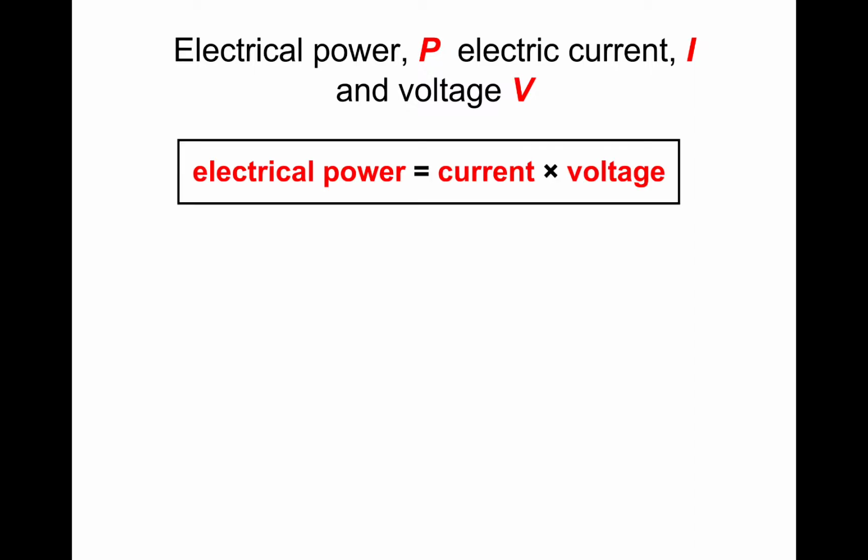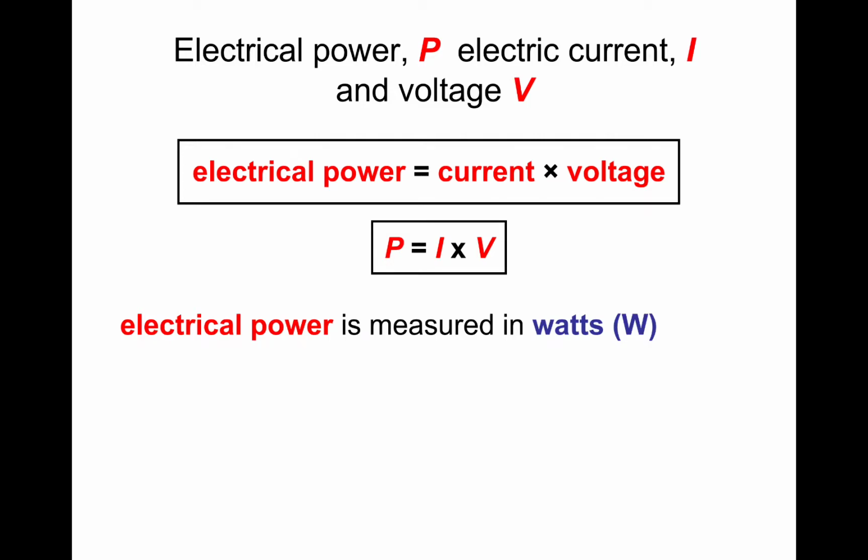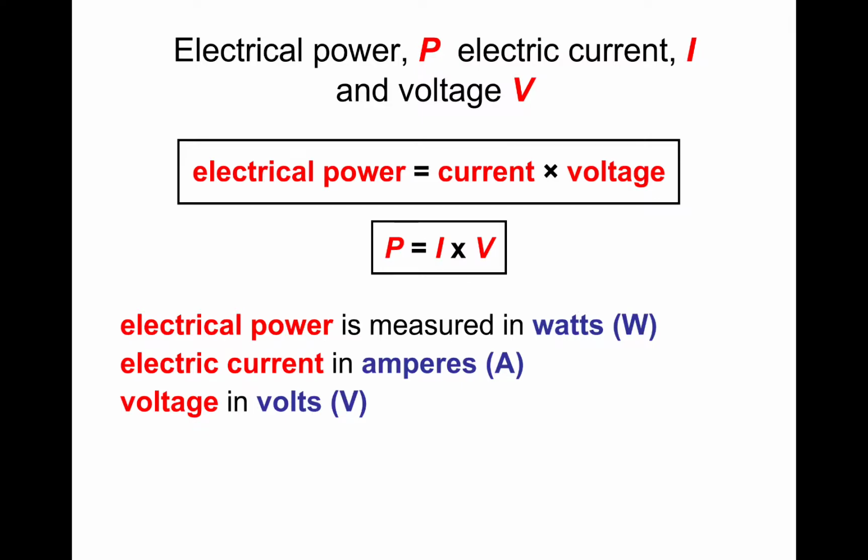So there's an equation that links electrical power, electric current and voltage. And it's this one: electrical power is current times voltage, or P equals IV, or P equals VI, whichever. Electrical power is measured in watts. Current's measured in amps, and voltage is measured in volts. If you want to pause and get that down.